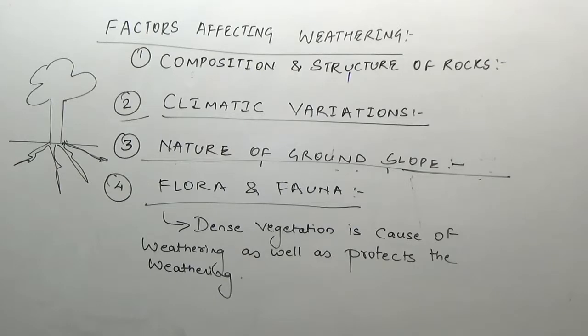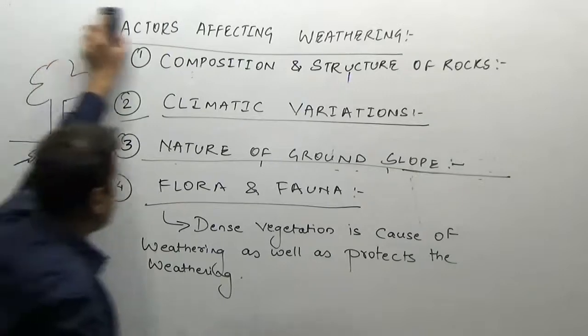So the main factors affecting the weathering are the composition and structure of the rocks, then the climatic variation, then the nature of a ground slope, and both the flora and fauna. In fact, man is one of the agents causing a very fast amount of weathering. Now the types of weathering.